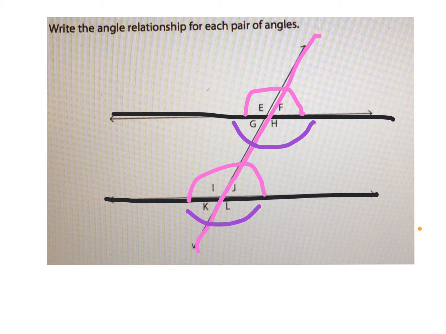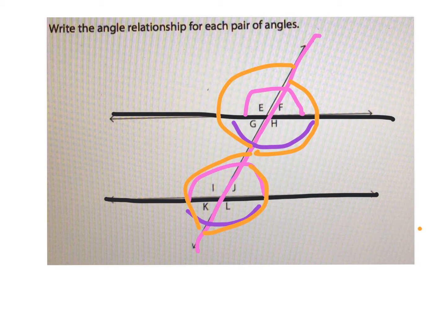So if you look at F and H, they form the straight line that I highlighted in pink. And G and E would be a pair of supplementary angles. They would equal 180. And then you would have the same pairs on the other side, J and L and K and I. So any two angles where one is acute and one is obtuse would make 180 degrees in this picture.